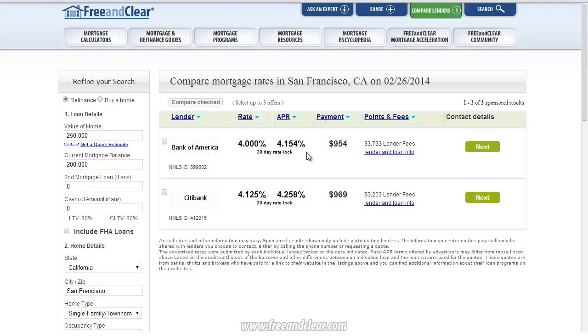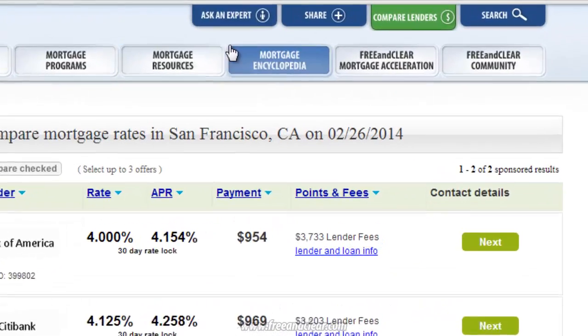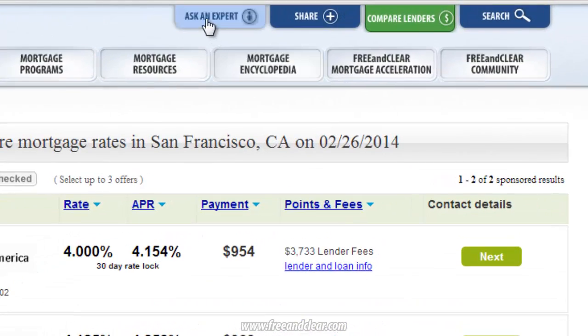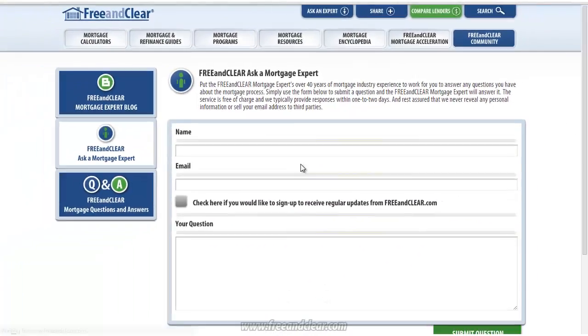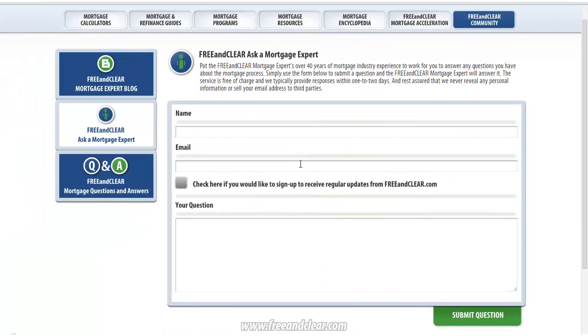If you ever have a question about the interest-only mortgage qualification calculator or any other mortgage topic, you can always click on the Ask an Expert button at the top of any page on freeandclear.com. That'll take you to our Ask an Expert feature, which allows you to submit a question to the Free and Clear Mortgage Expert. The feature is free to use, and we never spam.